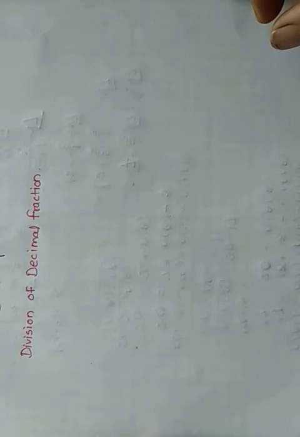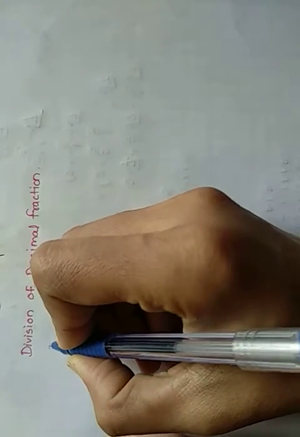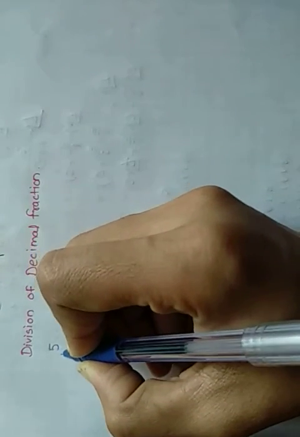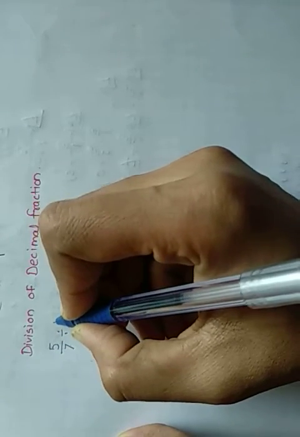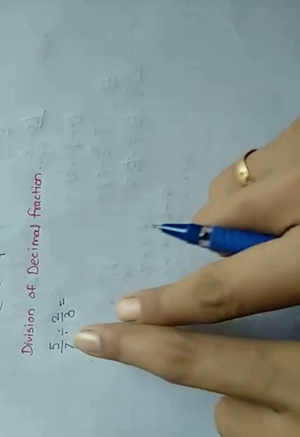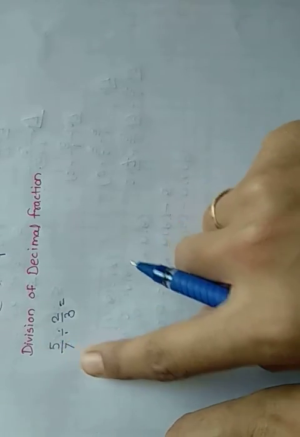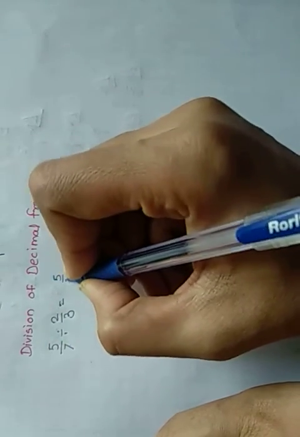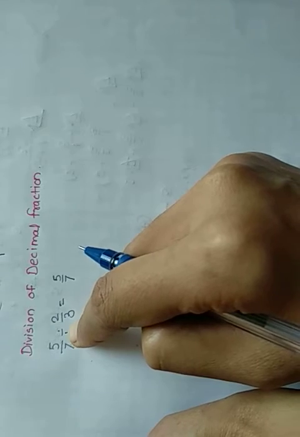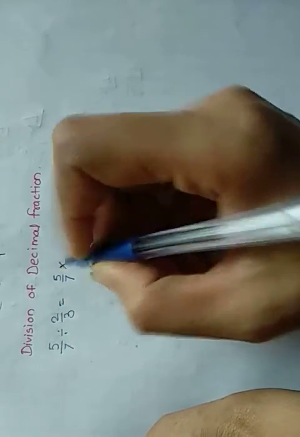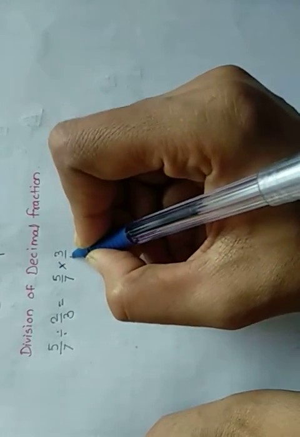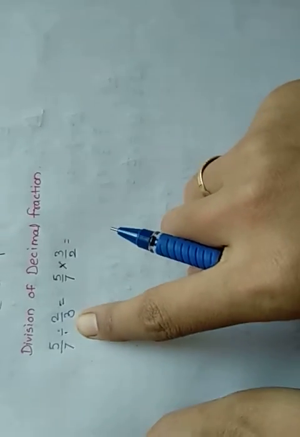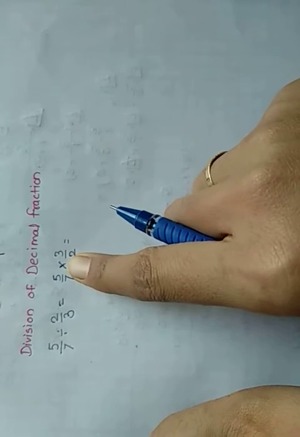In the fourth lesson, operation on fractions, we have seen how to solve the division of simple fractions. Suppose here 5 upon 7 divided by 2 upon 3. First write down the first fraction as it is, 5 upon 7. Then convert this division sign into multiplication and take the multiplicative inverse of 2 upon 3, that is 3 upon 2.